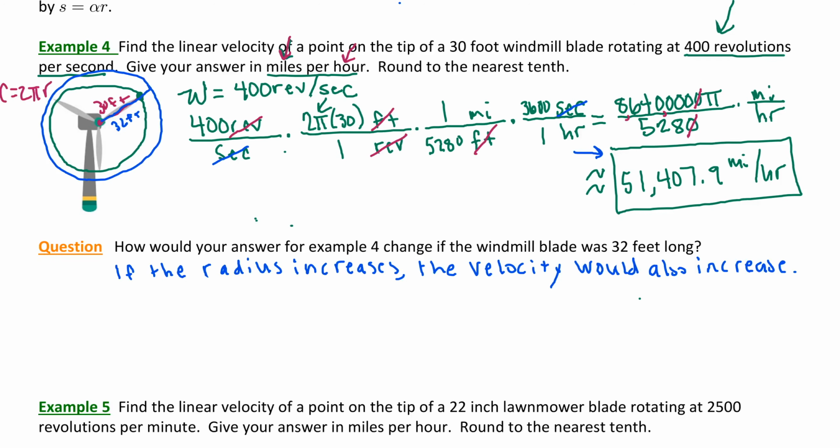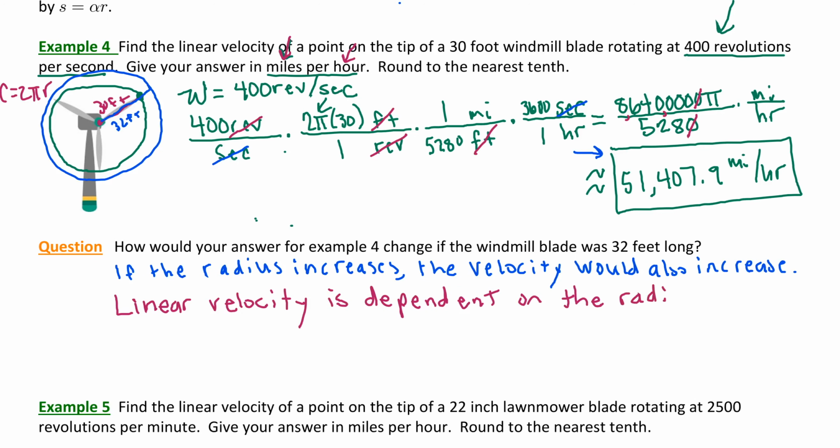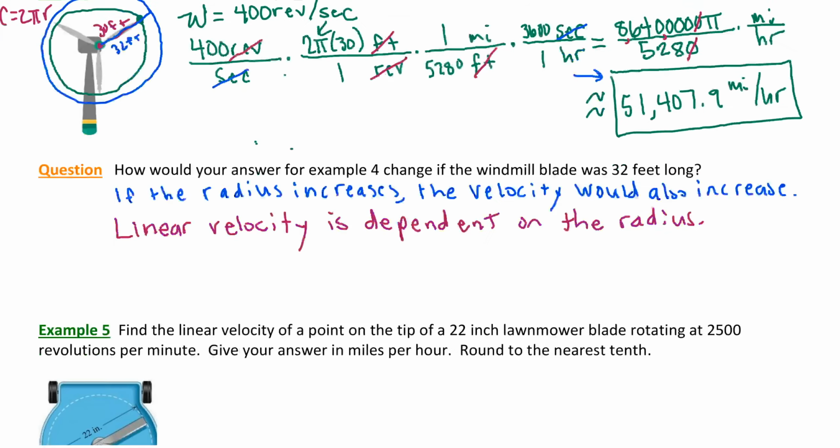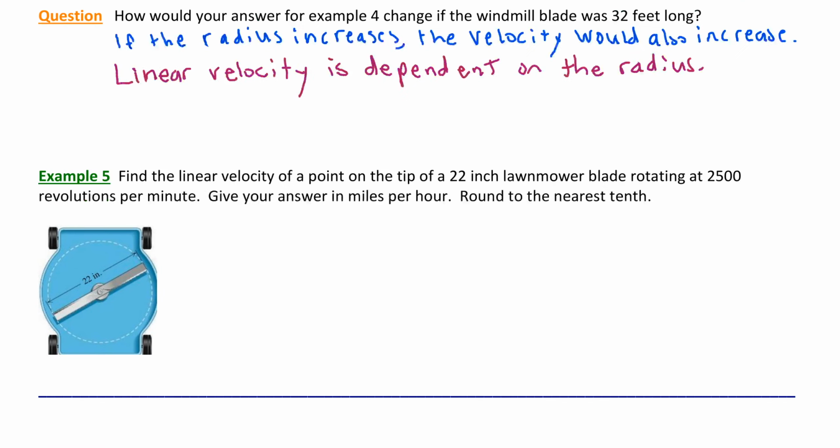So we need to make an important observation about linear velocity, and that is linear velocity, unlike angular velocity, is dependent on the radius. Angular velocity is independent of the radius. Linear velocity is dependent on the radius.